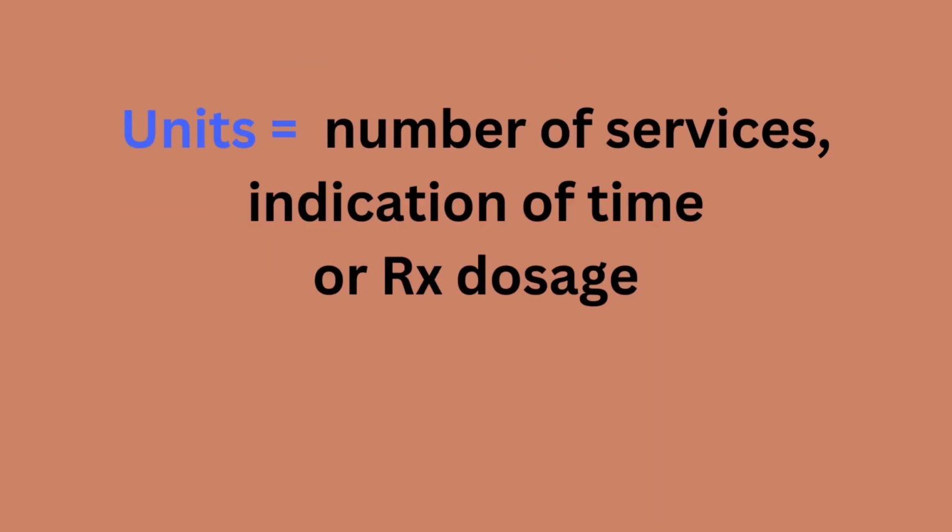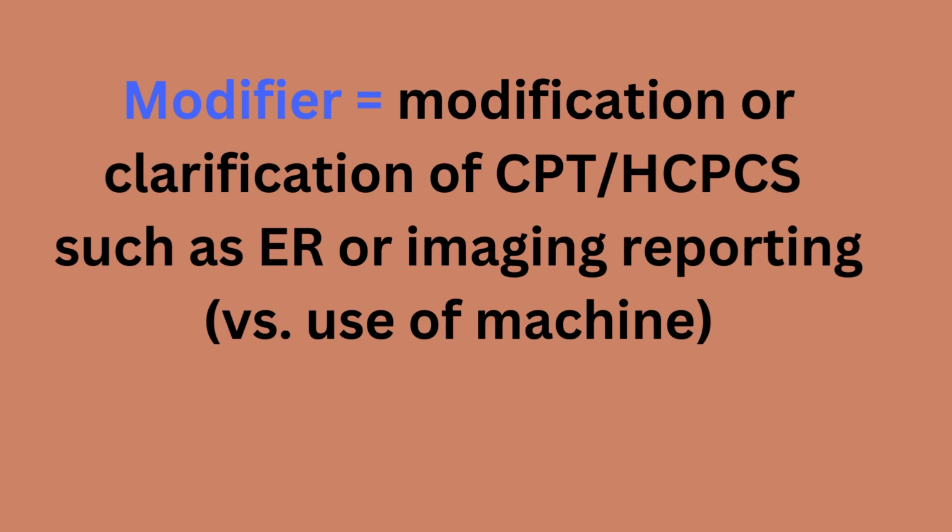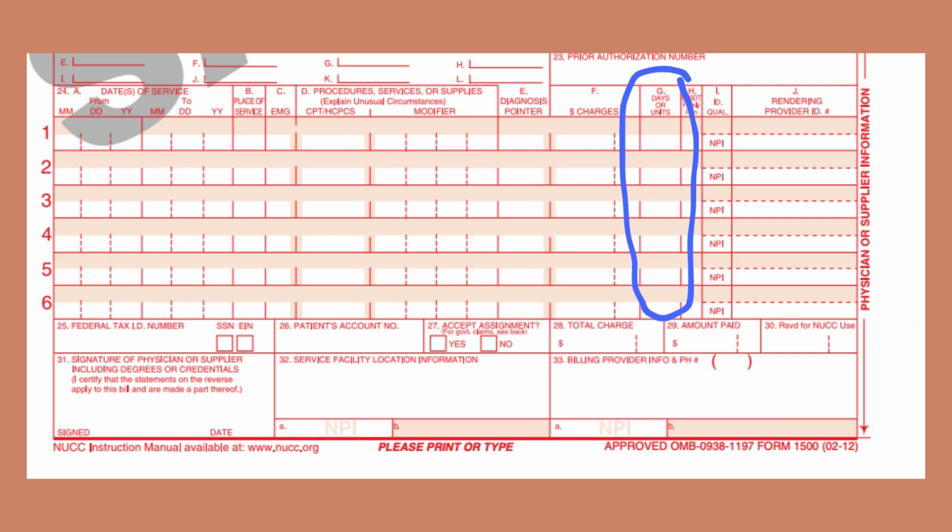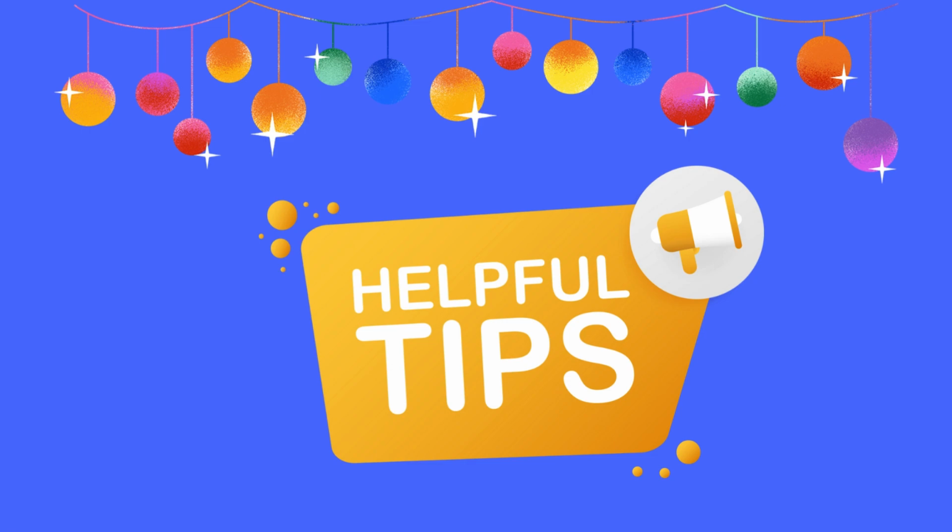And some codes, CPT or HCPCS codes, will require units or modifiers that indicate either specific lengths of time or specific circumstances, such as emergency. Without those modifiers or units, claims cannot be processed.